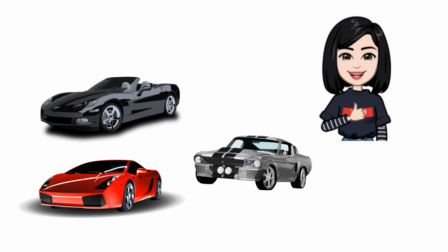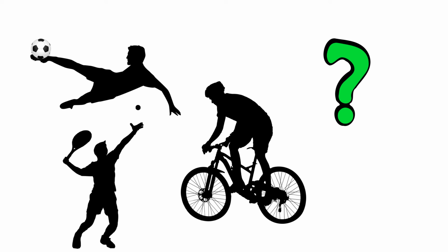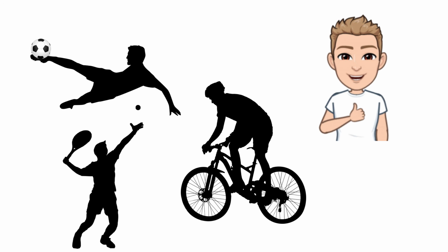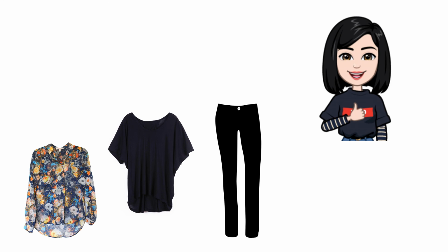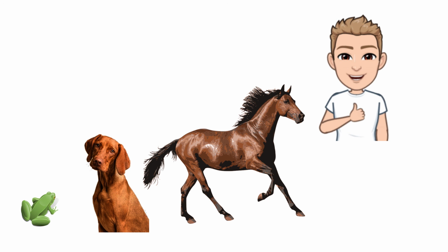Who likes cars? She does. She likes cars. Who likes sport? He does. He likes sport. Who likes clothes? She does. She likes clothes. Who likes animals? He does. He likes animals.